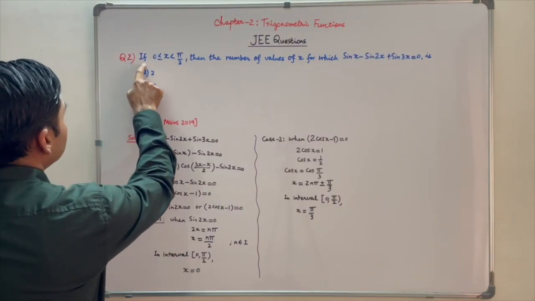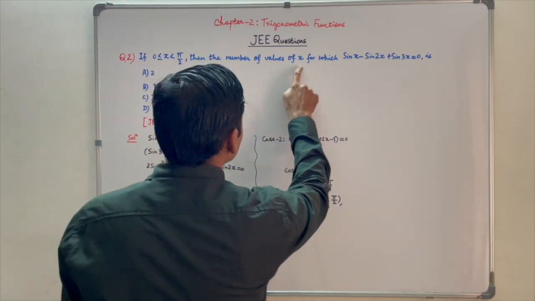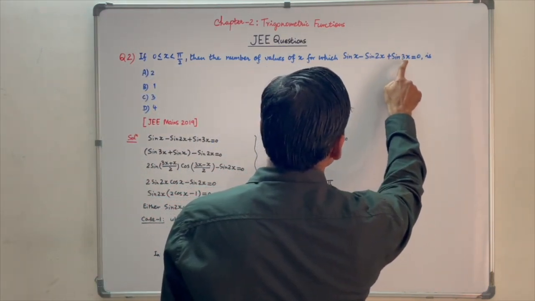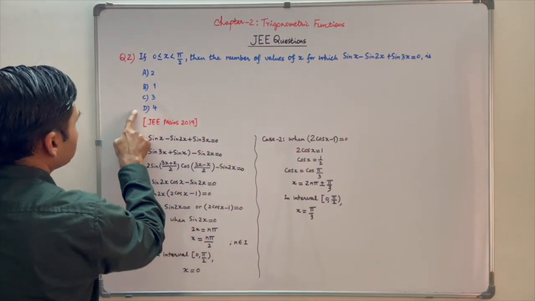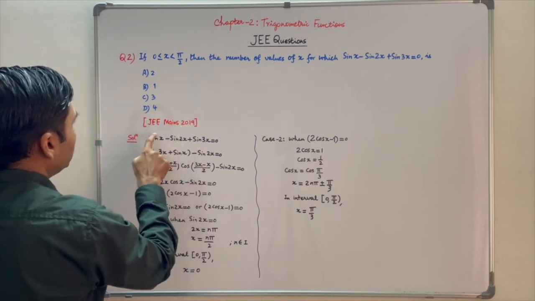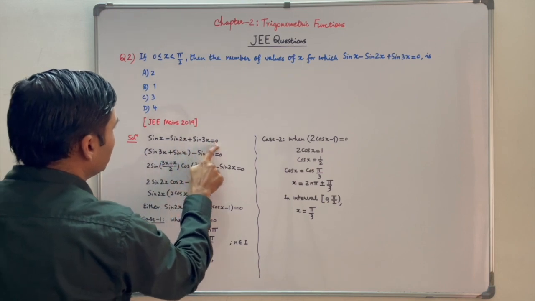Second question, if x lies between 0 to pi by 2, then the number of values of x for which sin x minus sin 2x plus sin 3x is equal to 0 is. These are the options given. This question appeared in JEE Mains 2019.